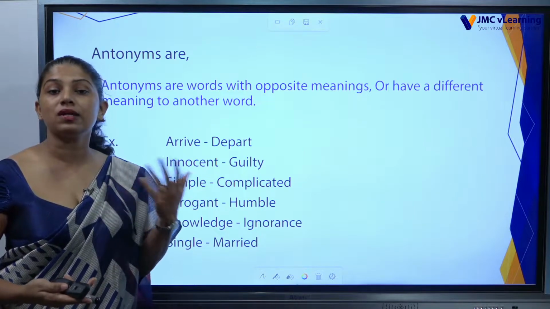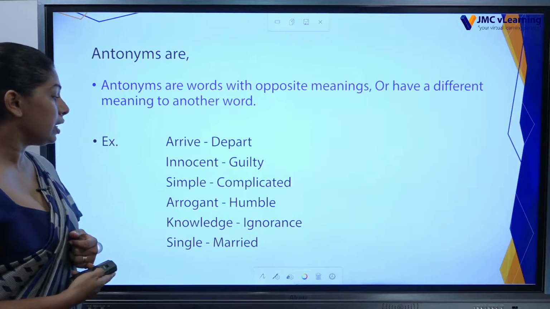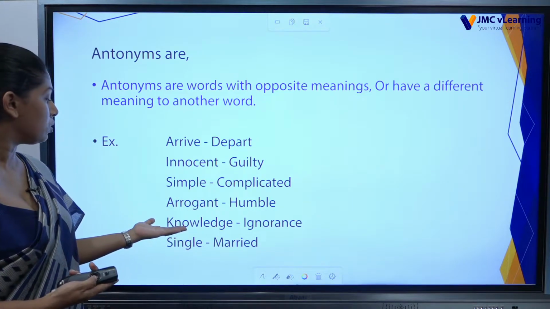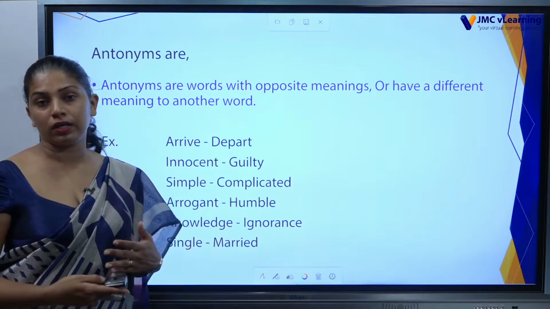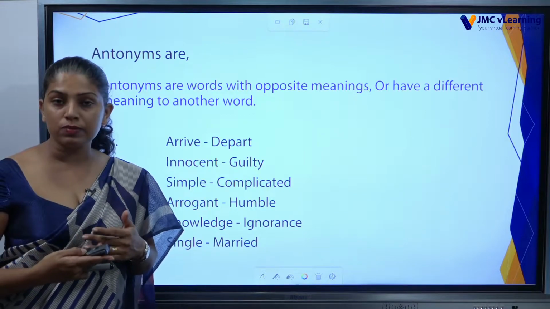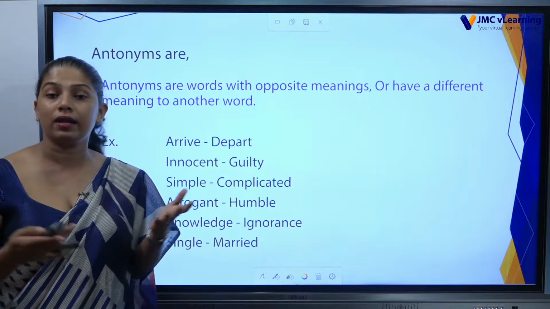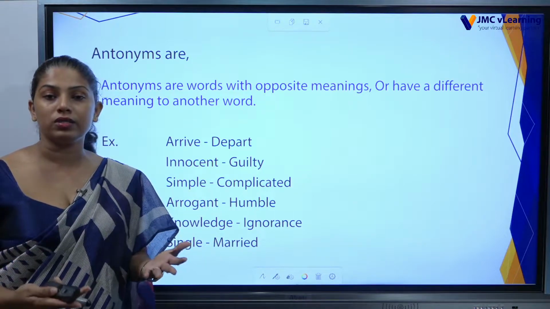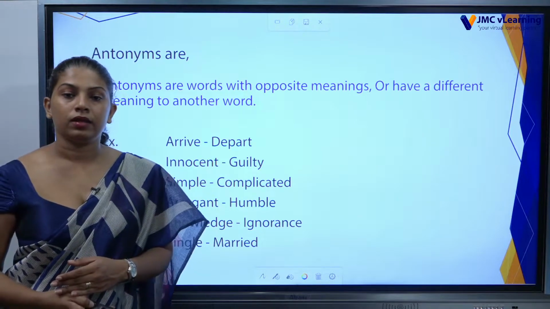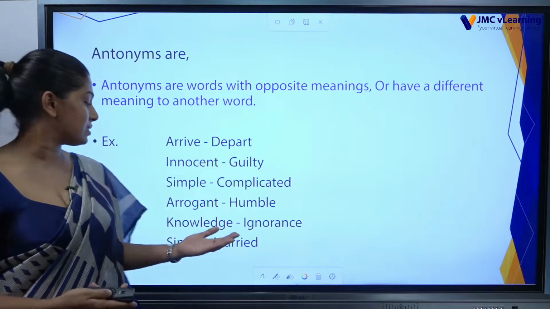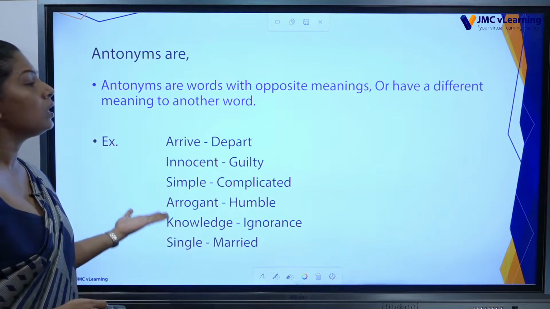That means it gives the opposite idea. Knowledge, then ignorance. So if you want the opposite of knowledge, that is ignorance. You can find more difficult antonyms for one word. There is not only one opposite for one word; you can find many different words for antonyms. Then the last one is single. She is single, and you can say the opposite of that, she is married. So these words are called antonyms.